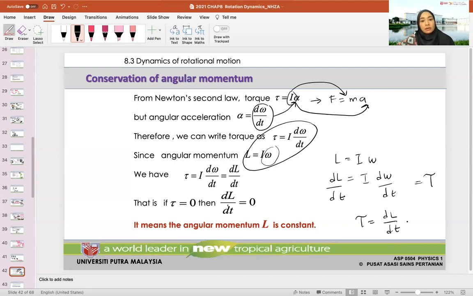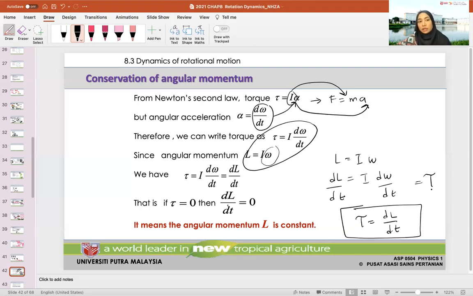L is I omega, right? Okay, yes. L is equal to I omega. Torque is equal to I alpha. But torque and angular momentum can be related by torque being equal to the rate of change of angular momentum.